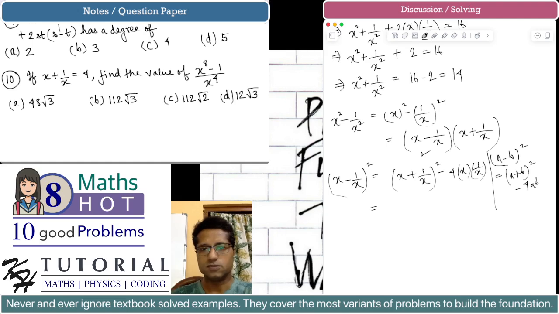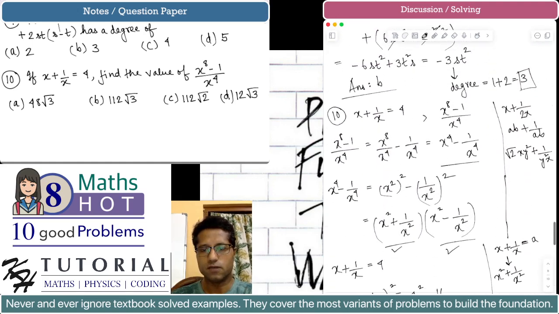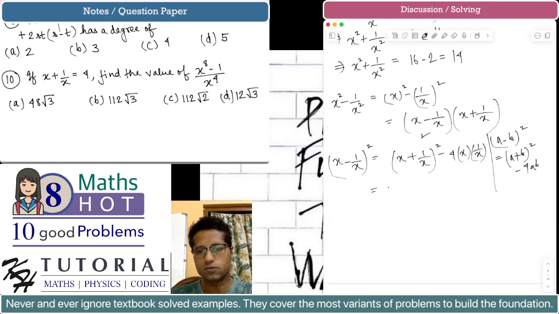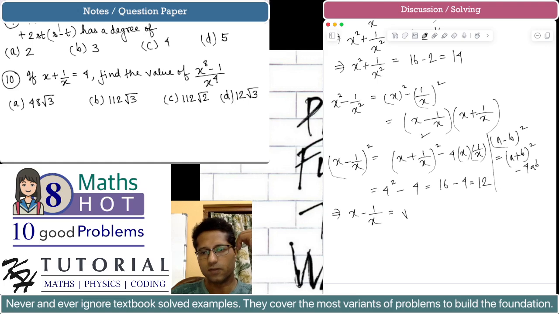X plus 1 by x is already given. It was a given value, that is 4. So this is 4 square, and we have minus 4. So this is equal to 16 minus 4, which is equal to 12. So this implies x minus 1 by x is equal to square root of 12, which is equal to square root of 4 into 3, which is equal to square root of 4 multiplied by square root of 3, and square root of 4 is 2. So 2 into square root of 3.